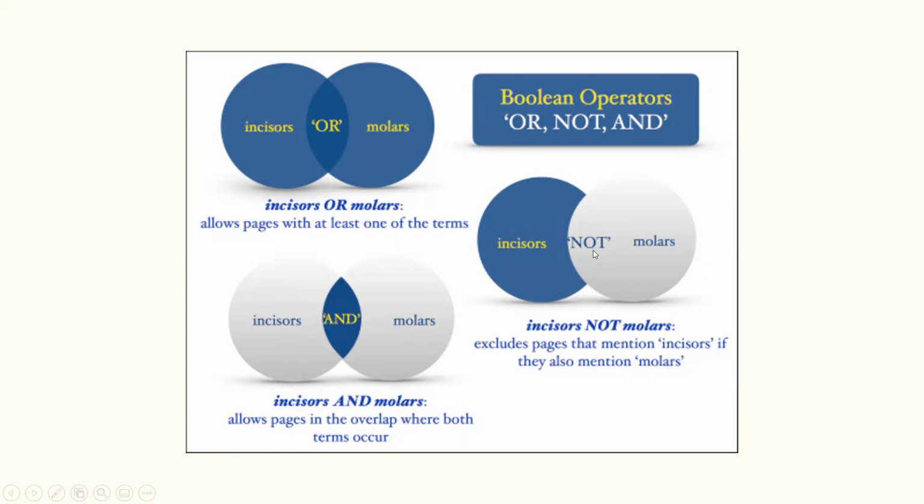The next, relatively uncommonly used Boolean operator is NOT. NOT means that when you write incisors NOT molars, then this part, which is basically incisors and molars, will not be included, and you will get only articles which will have incisors minus molars. So this is just a basic concept of Boolean operators, how they work and why they are needed.